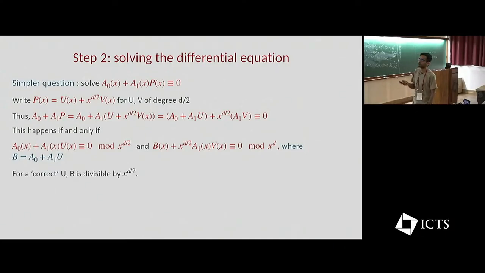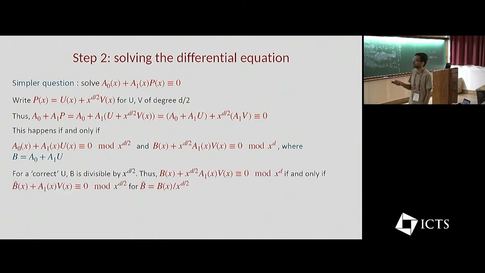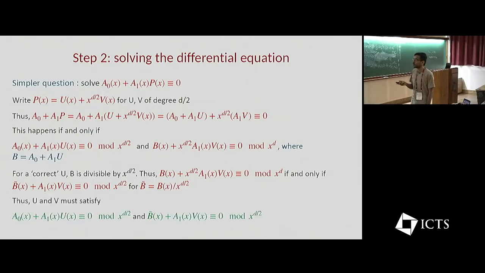And for a correct u, b is divisible by x to the d over 2. So in fact, we can refine it further. We can replace this b by some b tilde which is b over x to the d over 2, and can take out d over 2 from all sides. So what you get is b tilde plus a1v is 0 mod x to the d over 2. So there are two conditions: a0 plus a1u is 0 mod x to the d over 2, and b tilde plus a1v is 0 mod x to the d over 2. So if p, which is equal to u plus x to the d over 2 times v, has to satisfy this equation, then u and v must satisfy these equations. So this is like two equations of half the size. And if you stare at this carefully, you'll notice that everything we have done on the way is something that can be done in nearly linear time with FFT.